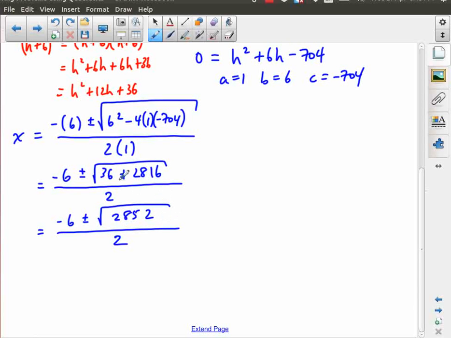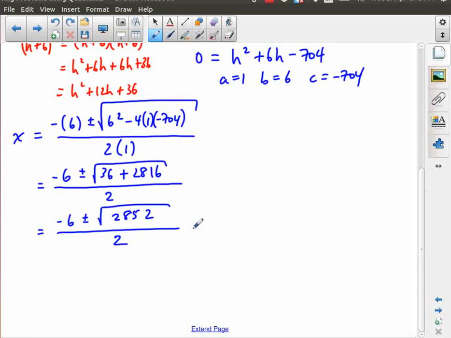So provided I've actually done everything correctly here, which is making me second guess myself, that 2852 looks good. Just check 4 times 704 and make sure I did that correct. Yes, that's right. So it looks like I wouldn't have been able to factor this. It turns out this was not factorable. And so I continue from here, and I get two answers.